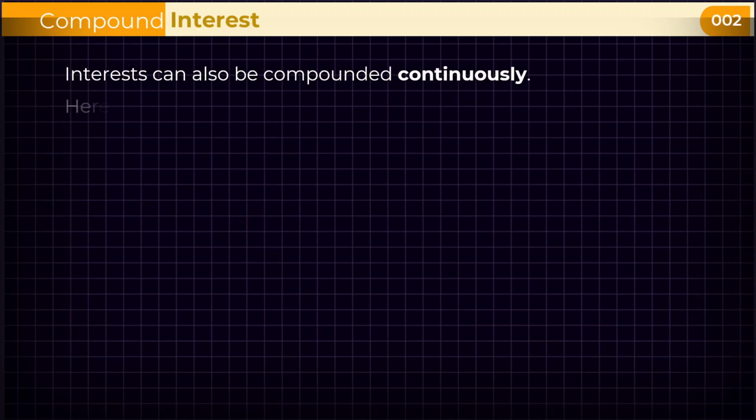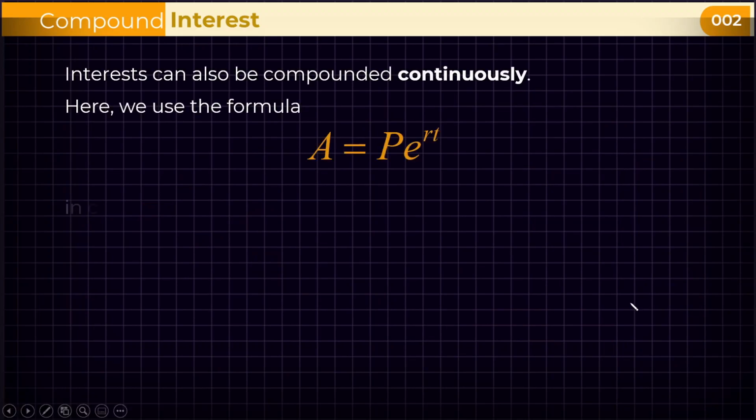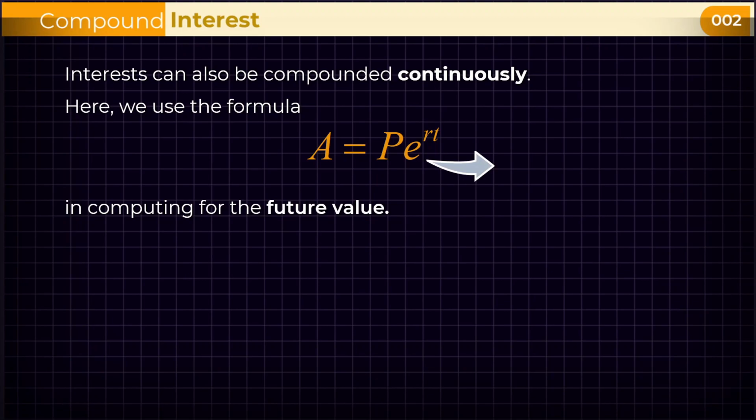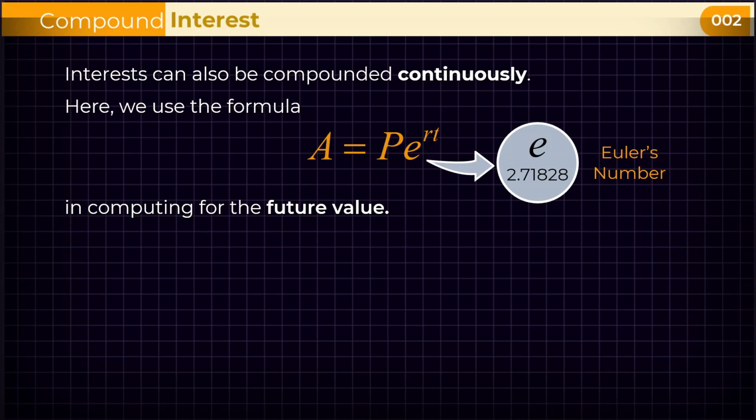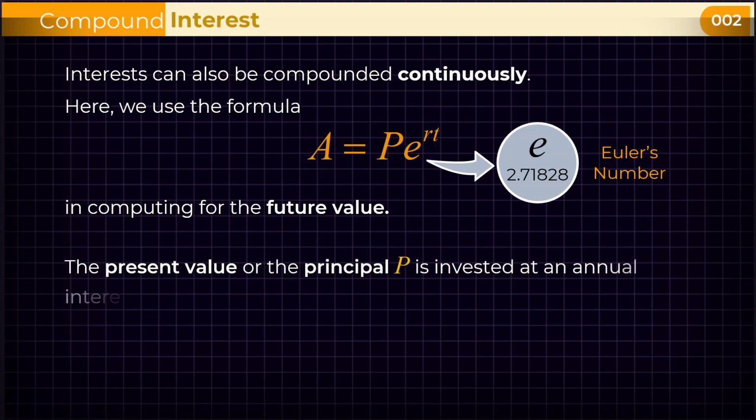Interests can also be compounded continuously, and here we use the formula A is equal to P the quantity E raised to the power of RT, where this E is equivalent to 2.71828 and it's called the Euler's number when we compute for the future value. The present value or the principal P is invested at an annual interest rate in T years.